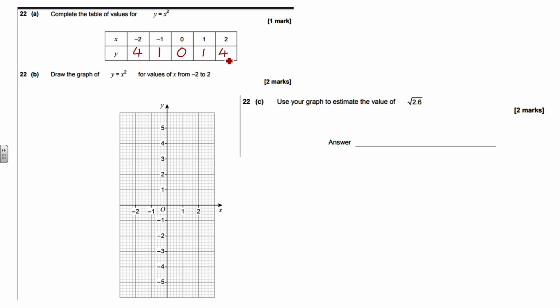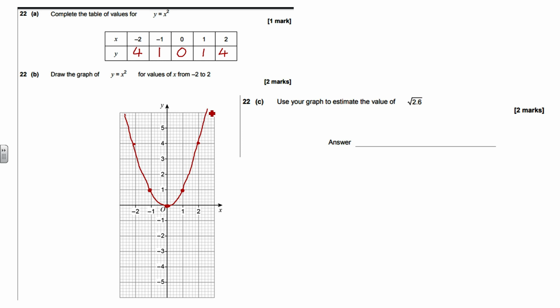And now plot these values on the graph. So, we're going to plot 0, 0, 1, 1, 2, 4, minus 1, 1, minus 2, 4. And I've got that lovely kind of parabolic U shape. Then it says, use your graph to estimate the value of the square root of 2.6.